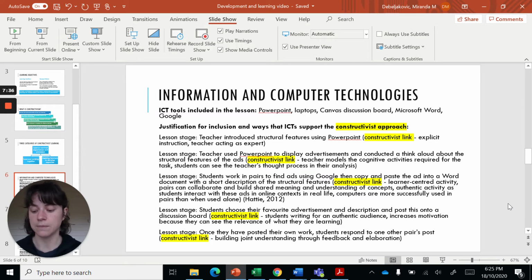The discussion board is also able to facilitate authentic learning because the students are actually writing for a real audience, their peers, about a topic that's extremely relevant to them. This also increases student motivation because they can see the relevance of the learning in a real-world context. The discussion board itself gives our students the opportunity to build a shared meaning and collaborate both in their pairs and as a whole class. The final activity was that students had to individually post a response to one of their peers' posts with either a question or something that they thought was interesting.